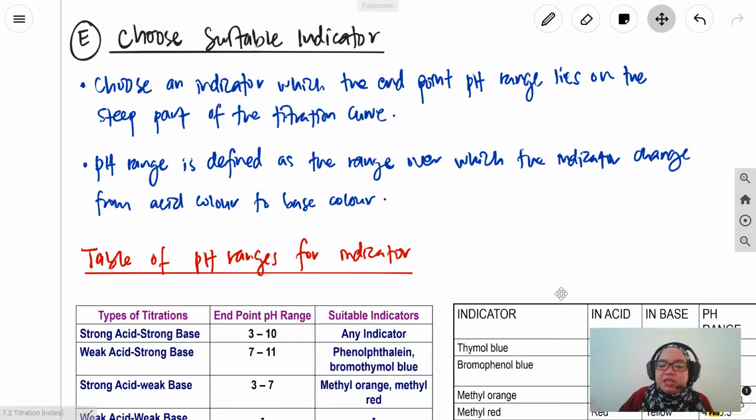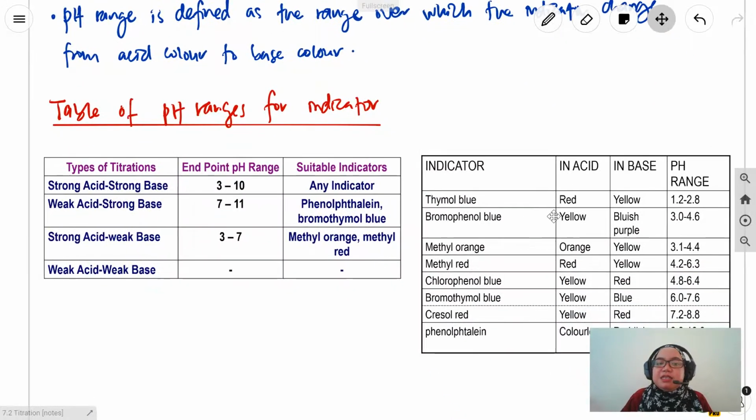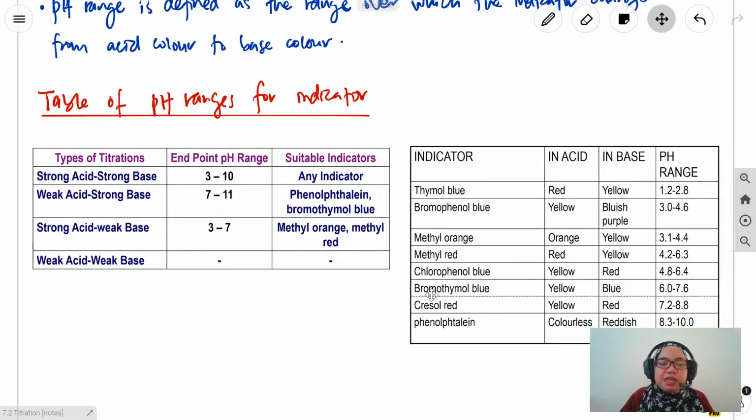Betul? Okay, so this is the table lah for you to refer. Like contohnya biasanya types of titration kita ni, biasa endpoint range kita between ni, suitable indicator kita semua. So this is the type of indicator yang kita biasa pakai lah. Okay, alright.